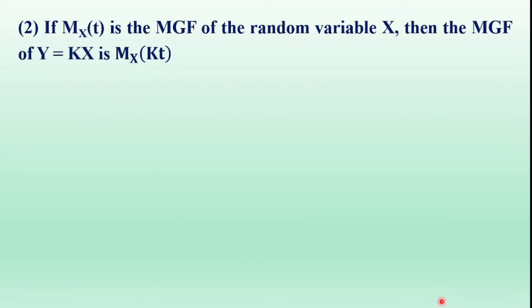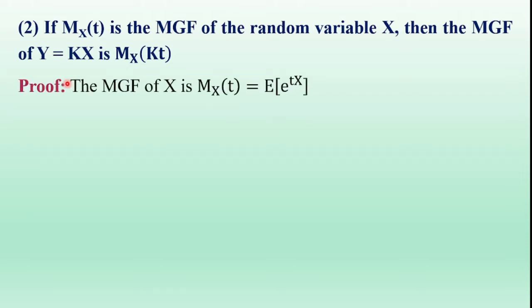And the second property is: if M_X of t is the moment generating function of the random variable capital X, then the moment generating function of the random variable Y equal to kX is M_X of kt.